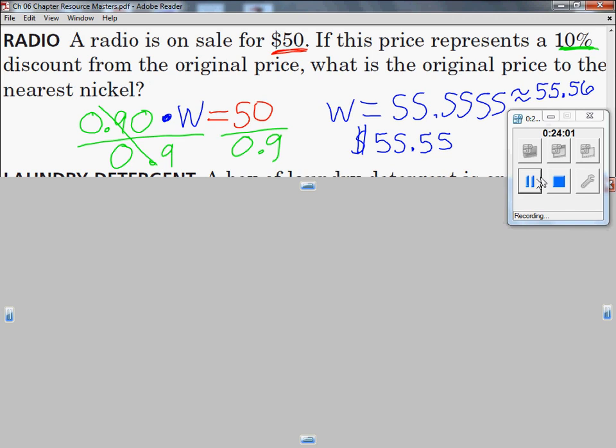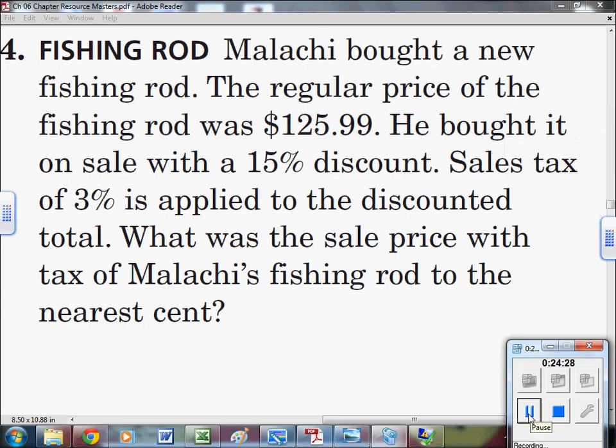In this example, it rounds to about $55.56, but it said round to the nearest nickel. So to the nearest nickel, that means a multiple of 5. It's going to be $55.55. That was the original price. So we worked backwards. We simply did the percent of the original that we paid. Remember, we got a 10% discount, so 90% times the unknown original amount equals our sales price. So we worked backwards.